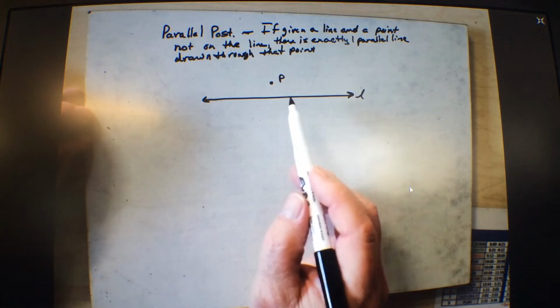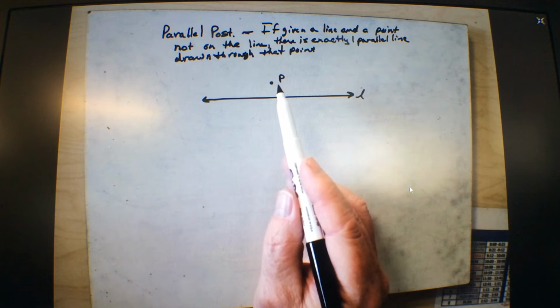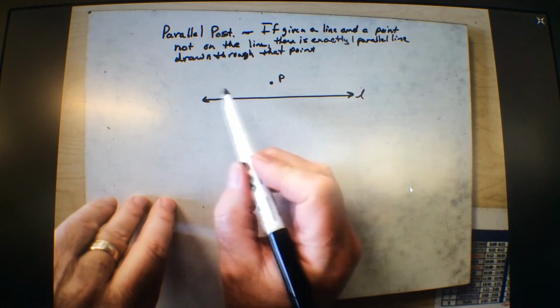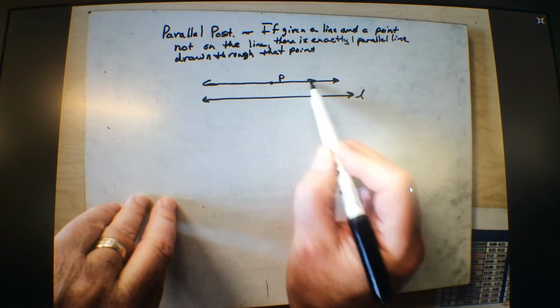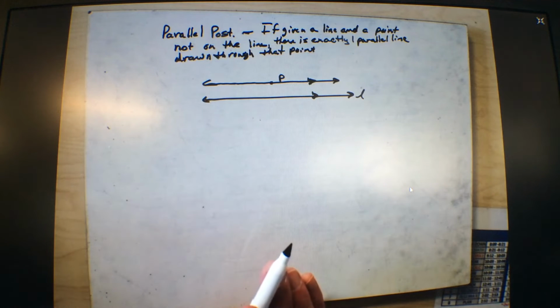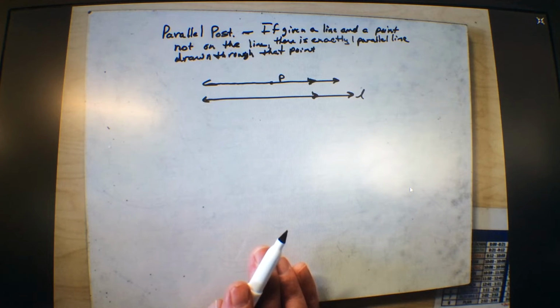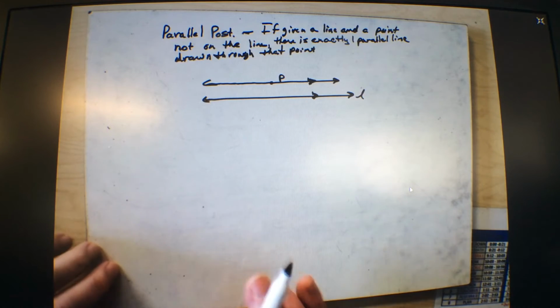Okay, but you see that point? There's only one line that you can draw through that point that is parallel to this. Remember, that's the symbol we use for parallel. Okay? And I don't care if that point is 6 inches above it or 2 inches below it. There's only one line that's parallel that can be drawn through it. Okay?